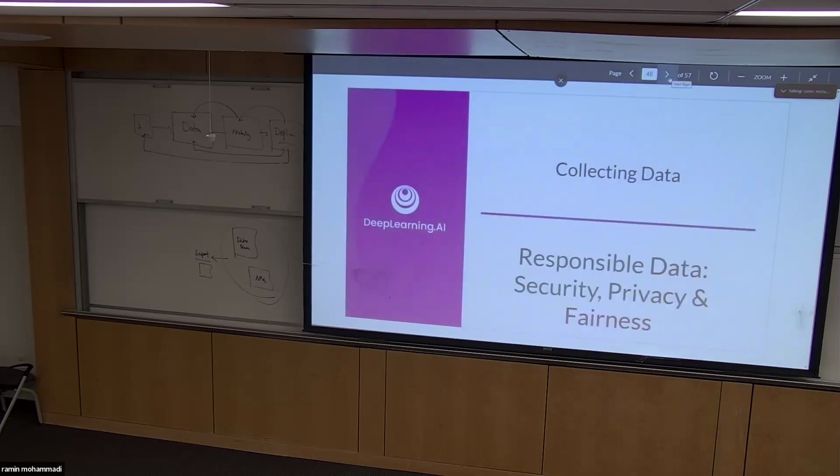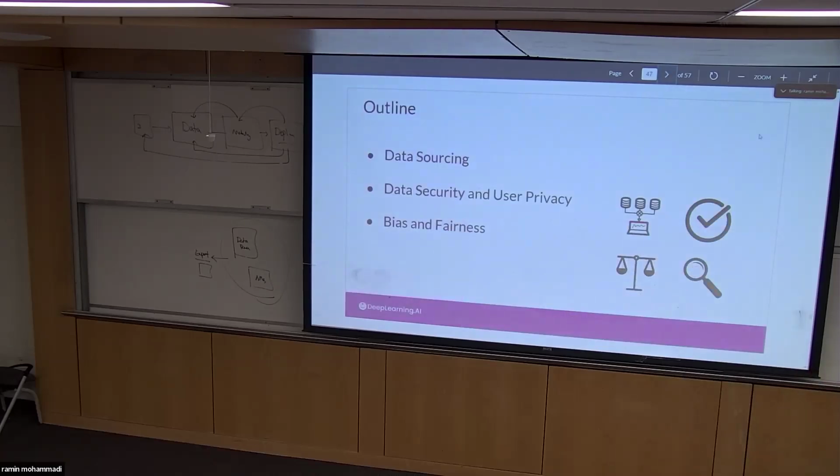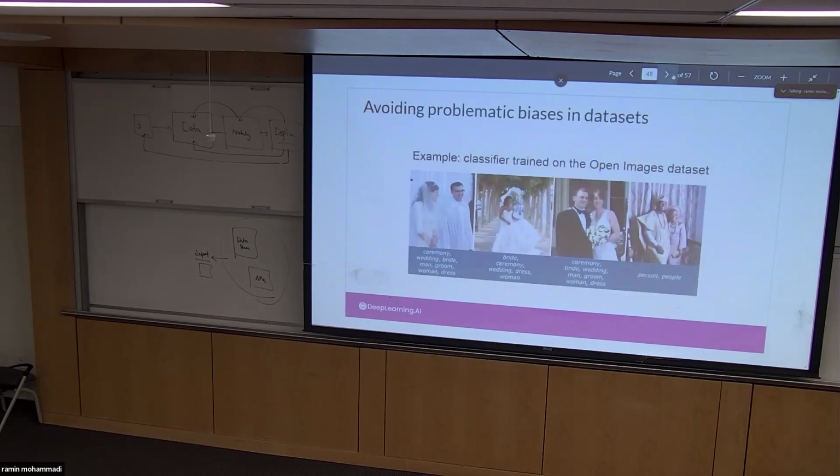Now, the next thing is pretty important. It comes around responsible data, security, privacy, and fairness. We're going to talk about data sourcing, data security, and user privacy, and we're going to talk about bias and fairness in the data.